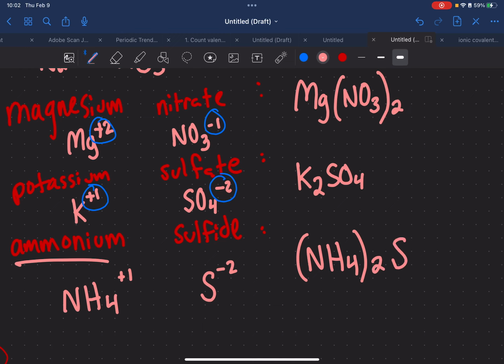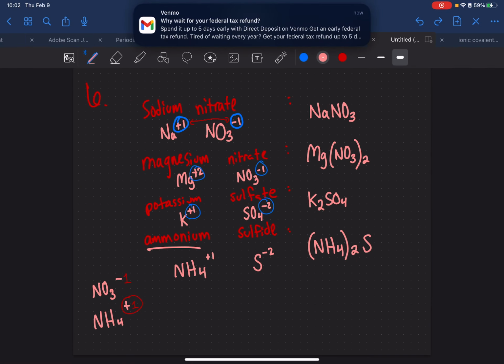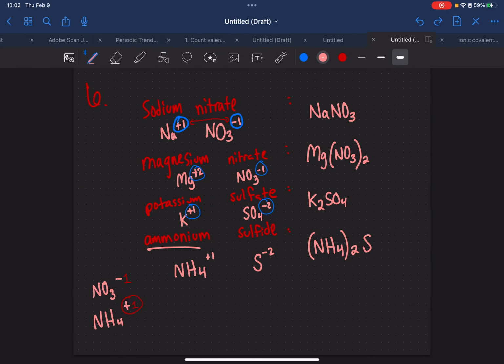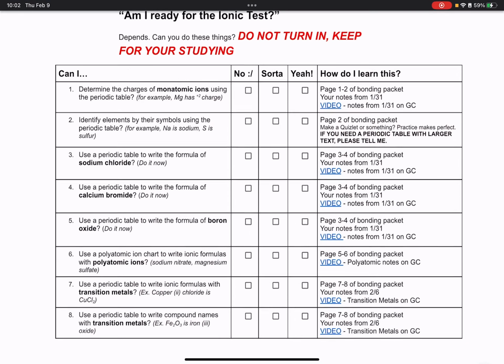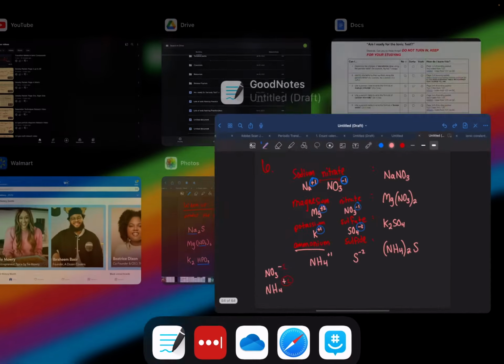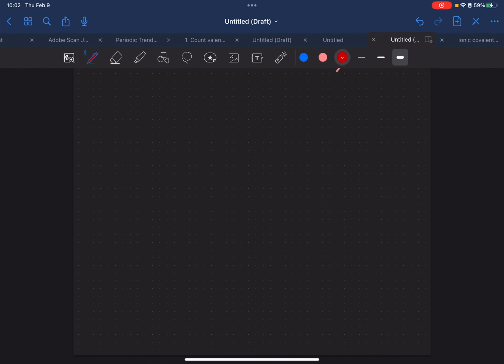That shows me that I have 2 ammoniums and just 1 sulfide. There we go, that's polyatomic ions. Okay. 7, now we're getting into transition metals. This is the most recent thing that we've learned, and it's probably the hardest thing that we've learned. But 7 is pretty easy. 8 is where it really ramps up the difficulty.